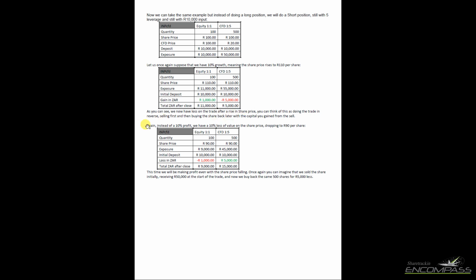And now if the share falls, instead of a 10% profit, we have a 10% loss of value on the share price, dropping to 90 Rand per share. Quantity still stays the same. We now have an exposure of 45,000 Rand. So once again, with our previous example, we can say we sold it immediately, got the 50,000 Rand there, and then we're paying back 45,000, giving us a 5,000 difference that we get to keep.